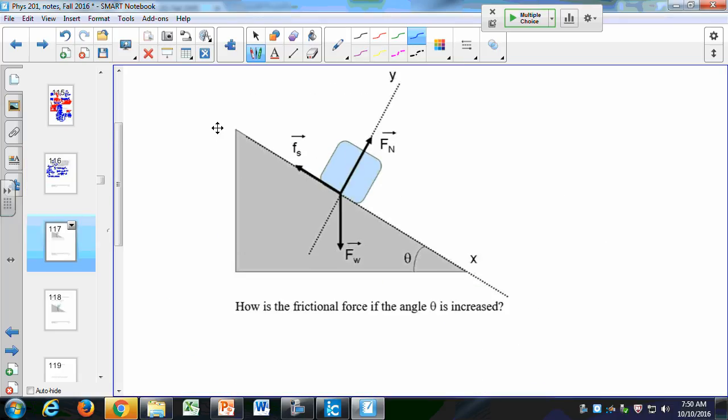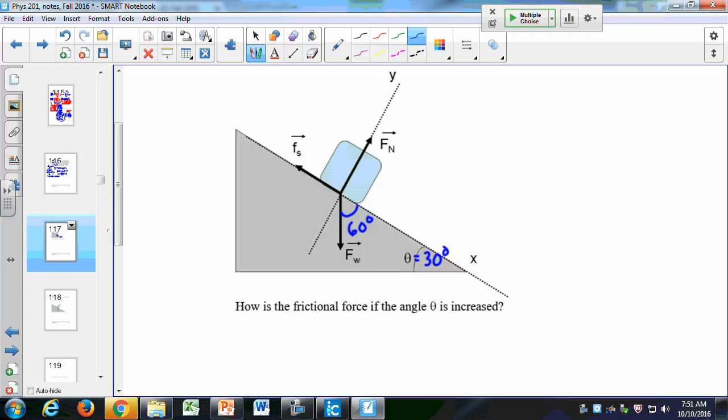If I have an inclined plane at an angle theta, we'll say theta is, say, 30 degrees. I want to know, how does the friction depend upon the other forces? So how is the frictional force affected if the angle theta is increased? Let's say that this angle theta is 30 degrees. That means that this angle is 60 degrees.